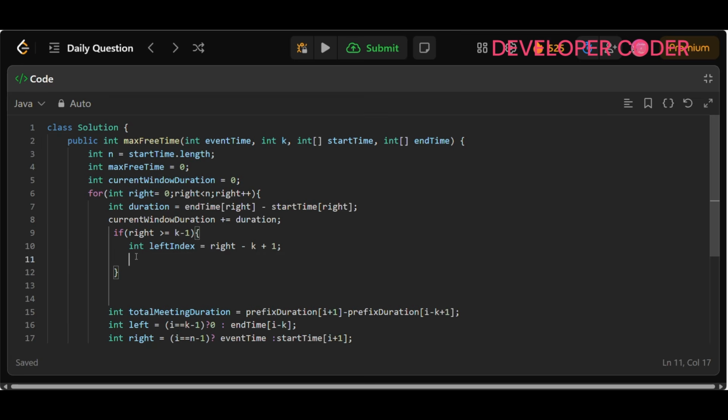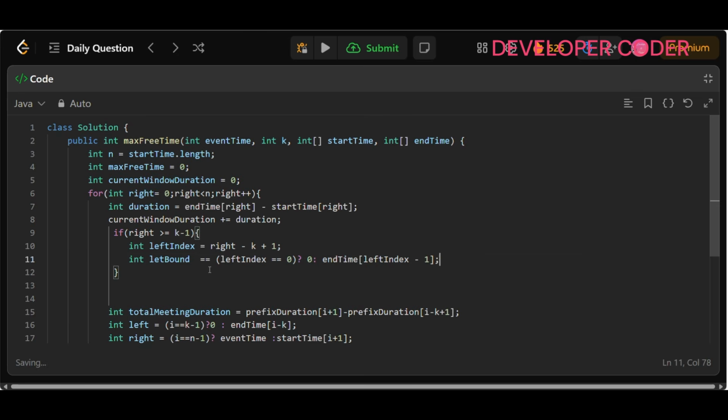So int left amount, how are you going to calculate? Let's say int left bound. Left bound is nothing but determining the left bound of the potential merged free interval. If your left index, same logic that I used in the past, is equal to 0, then just take the 0. Otherwise you have to take the end time, and inside this you have to take the left index minus 1. Okay, this is done.